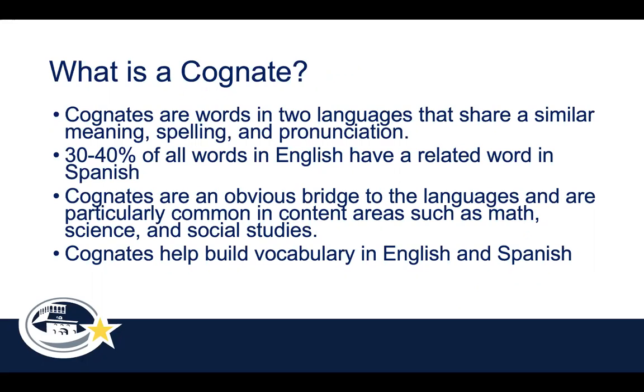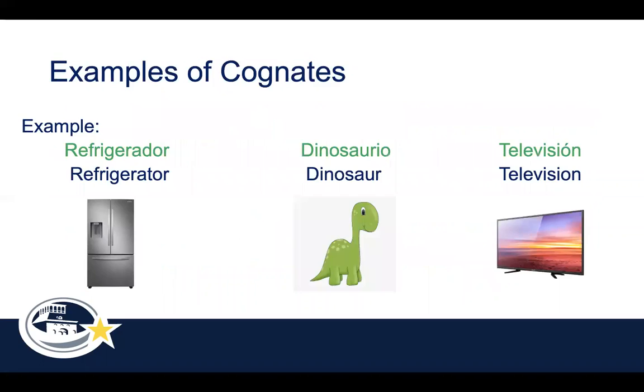What is a cognate? Cognates are words in 2 languages that share a similar meaning, spelling, and pronunciation. 30 to 40% of all words in English have a related word in Spanish. Cognates are an obvious bridge to the languages and are particularly common in content areas such as math, science, and social studies. Cognates help build vocabulary in English and in Spanish.